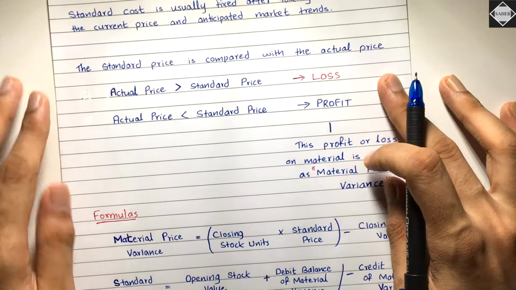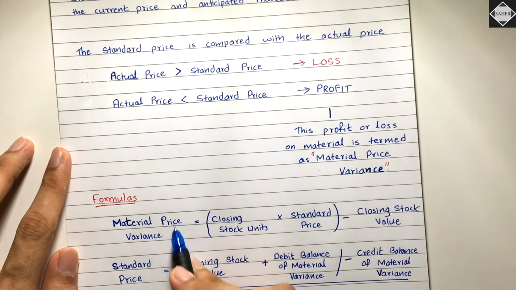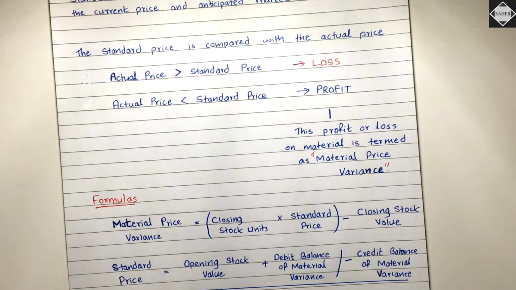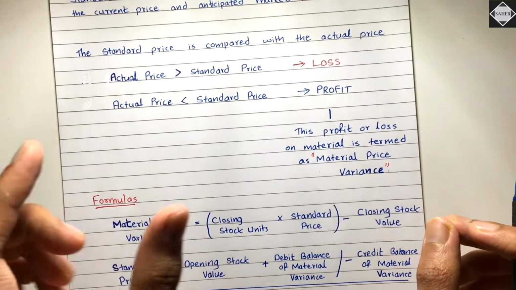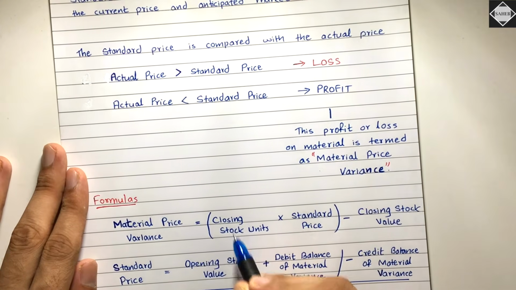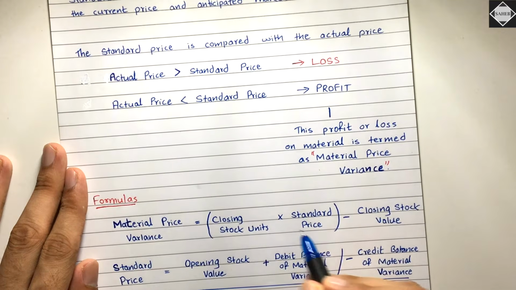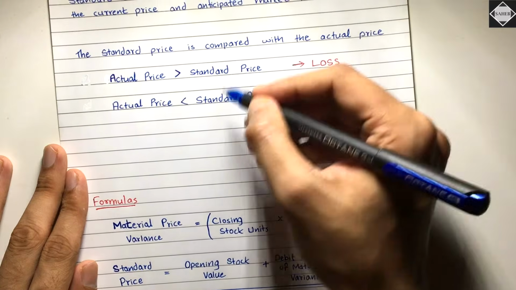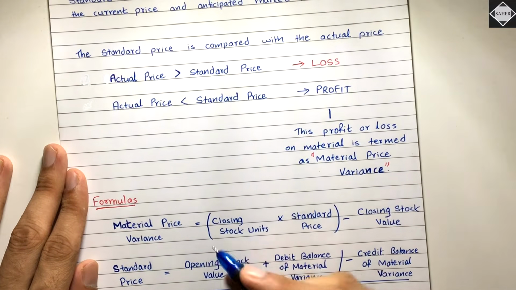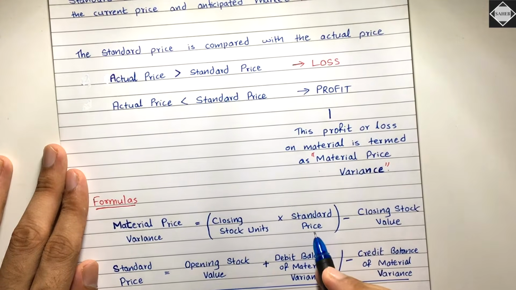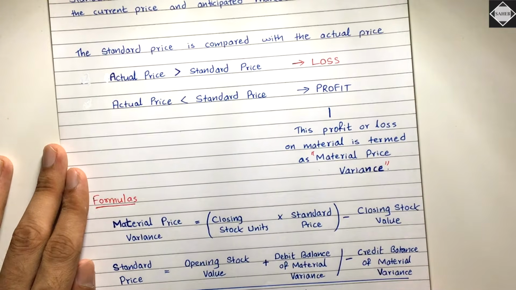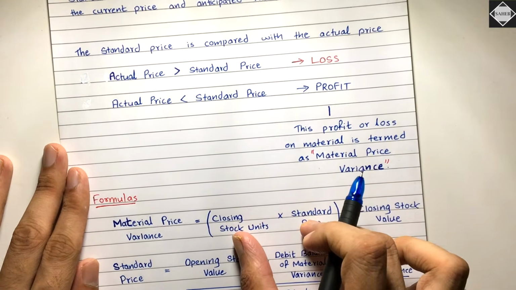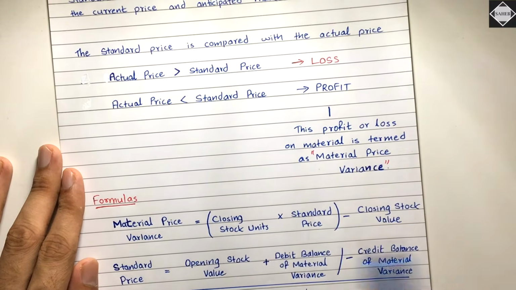Is it clear? Right. So now see here the formula of material price variance. How will you calculate this? It's really simple. At last, what will be left now in the stores ledger, the closing stock, the quantity I'm talking about, that quantity you are going to take over here, closing stock units, into standard price, the fixed price which you have set up. Now I told you here 20, so that 20 you will take. Closing stock, let's say, is 100 and standard price is 20. So 100 into 20 will give you 20,000, right? So 20,000 will be the closing stock value at a standard price.